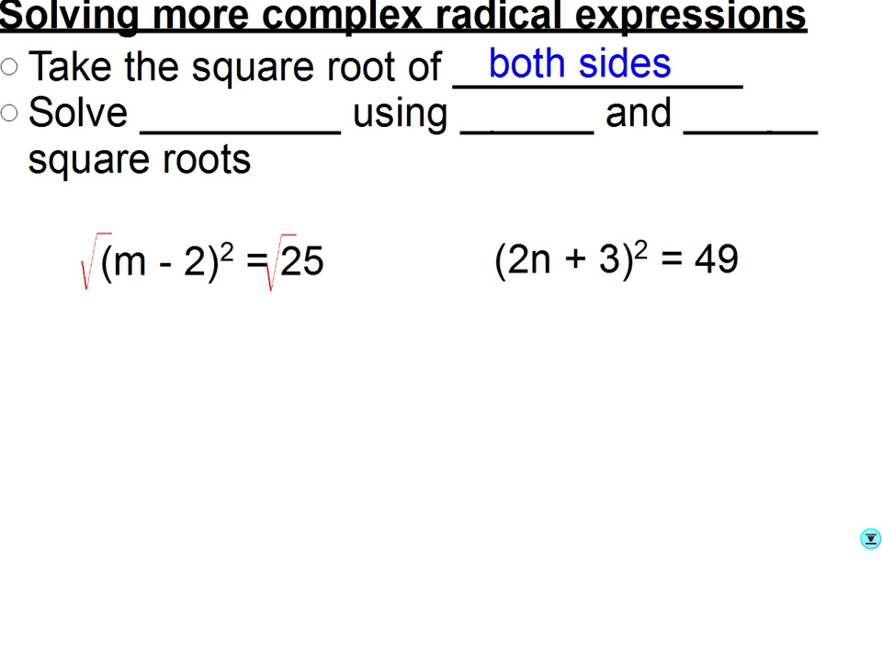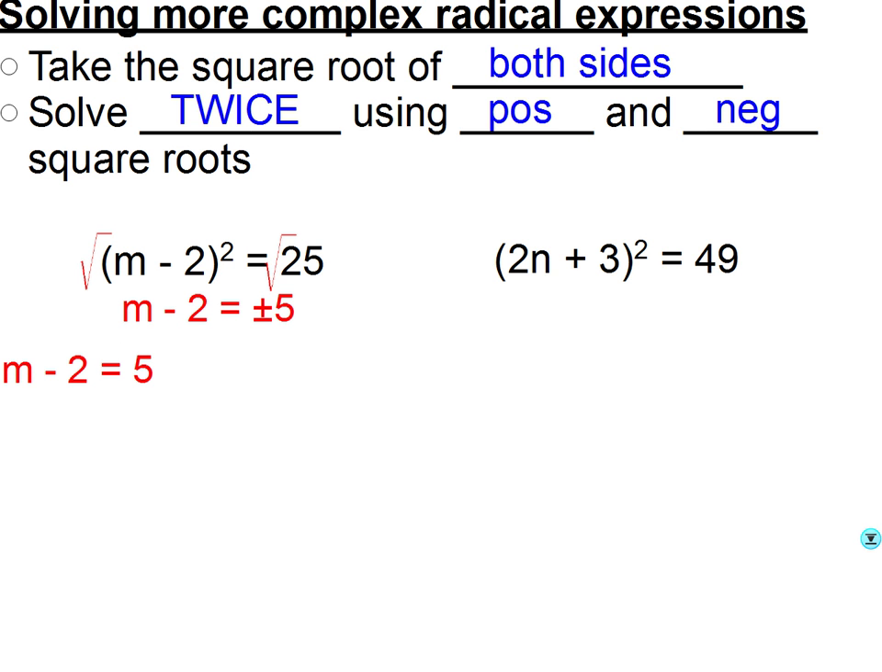binomial pair. And what I get is m minus 2 equals, remember we have to do plus or minus 5. Okay, the square root of 25 is 5. So we're going to solve twice using both the positive and negative square roots. So I'm going to break this into two pieces. I'm going to do m minus 2 equals positive 5 and add 2 to both sides, solving like I normally would. And m equals 7. That's one of my solutions.